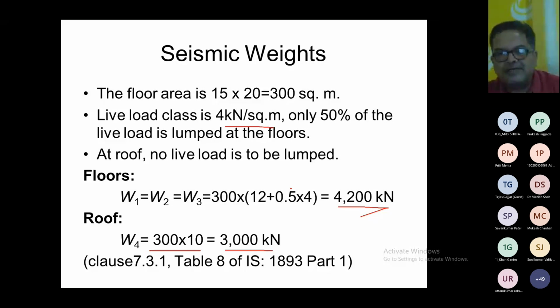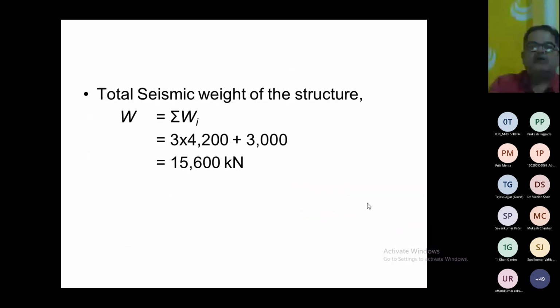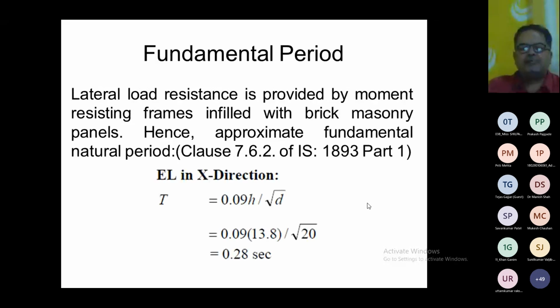Again, I'm saying here we assume 50% live load. Remember, this is very important. This is full dead load, but 50% live load. So we have the floor loads, and the total seismic weight is 15,600 kN. Now, the fundamental period.